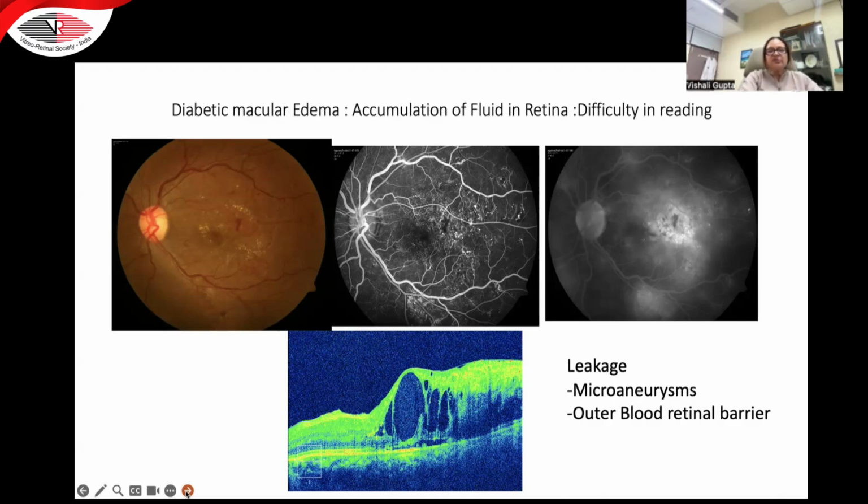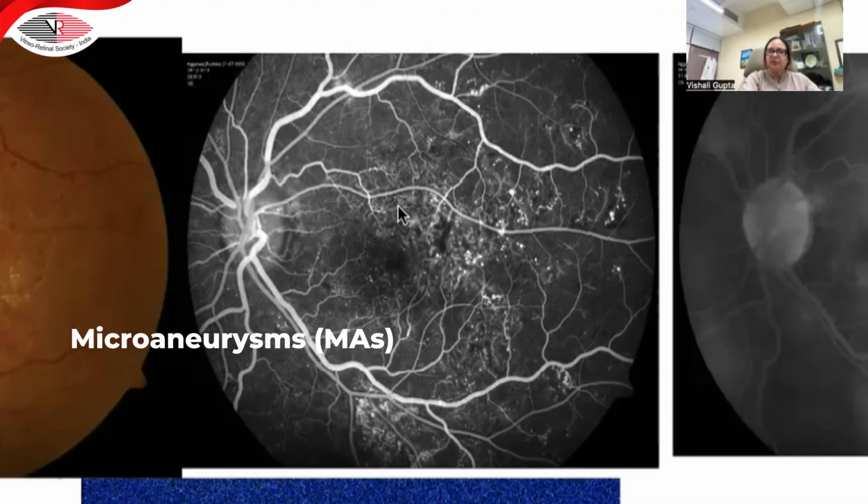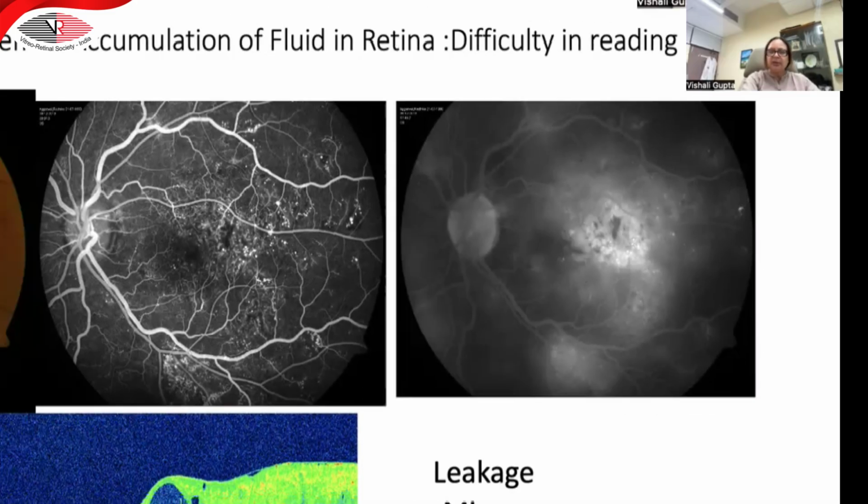The next question is, where is this fluid coming from? Well, it's coming from microaneurysms. We saw earlier that loss of pericytes results in microaneurysms which leak. And secondly, there is also diffuse leak, as you can see here in the background, from the capillary bed.